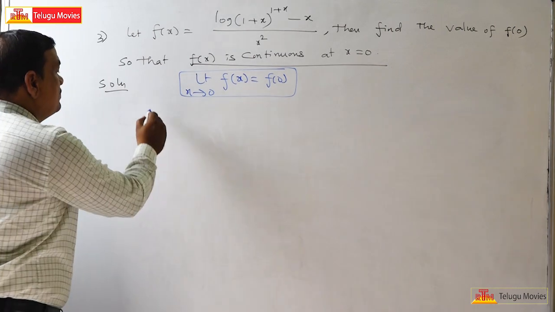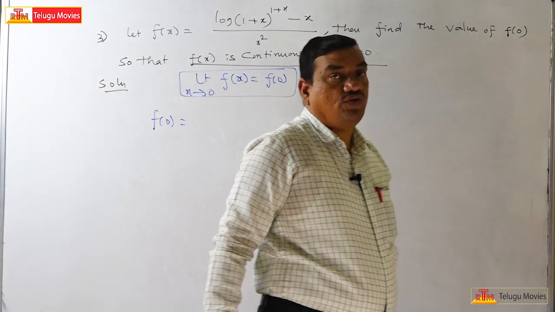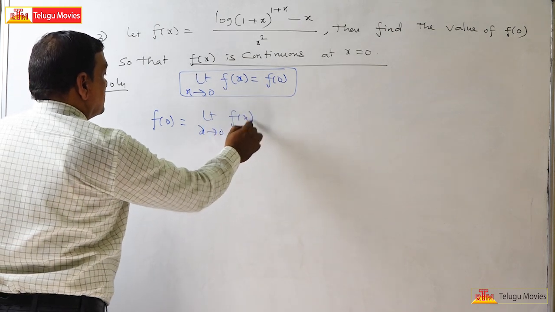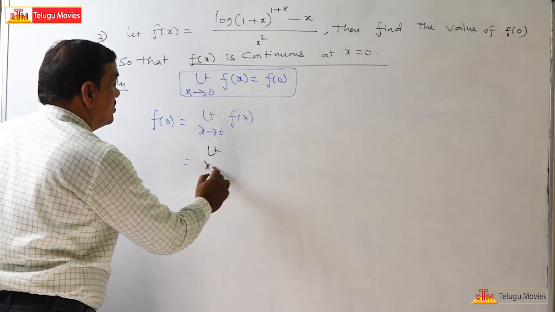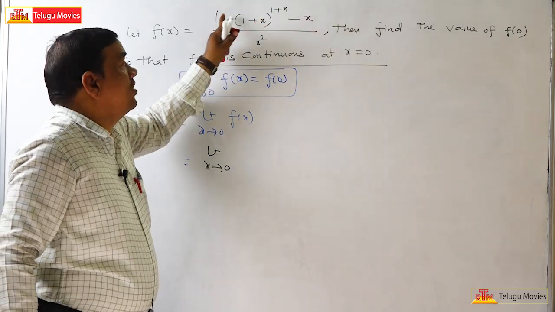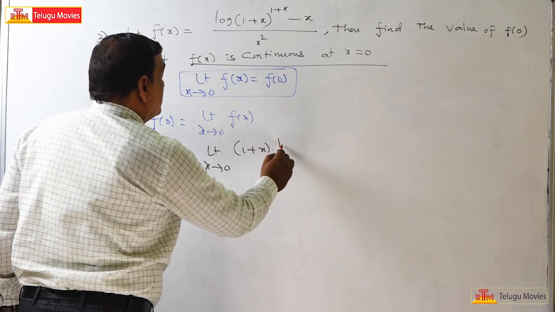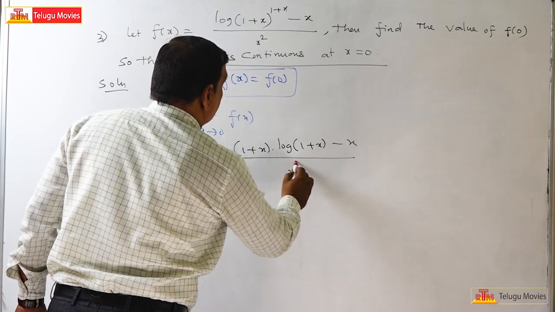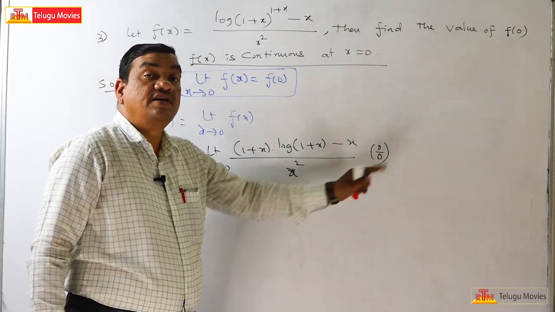Okay, now. So, that means what? We have to find out the value of f of 0 only. f of 0 is equal to limit x tends to 0, f of x. That is equal to limit x tends to 0, f of x as given here: (1 plus x) into log of (1 plus x) minus x, by x square. Okay, now. If you substitute x is equal to 0, we will get 0 by 0 form.